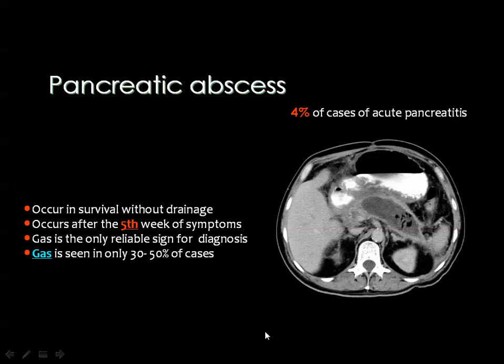The pancreatic abscess is diagnosed by the presence of a fluid collection with a thick enhancing margin in the region of the pancreas, and very importantly is the detection of gas inside the collection itself. And according to the literature, gas is not commonly seen in pancreatic abscesses, but it is considered the only landmark to differentiate between a pseudopancreatic cyst and an abscess.